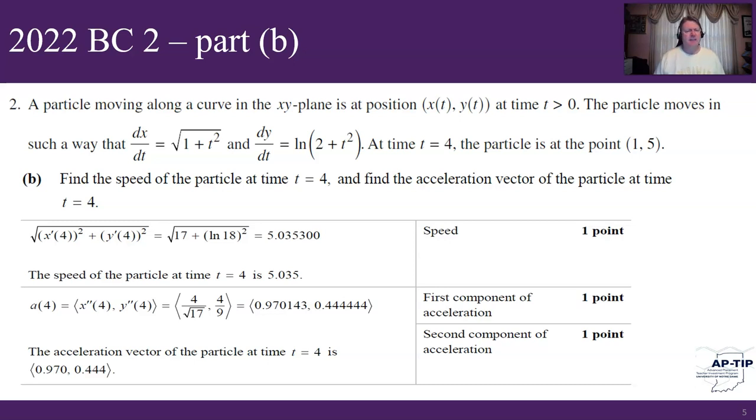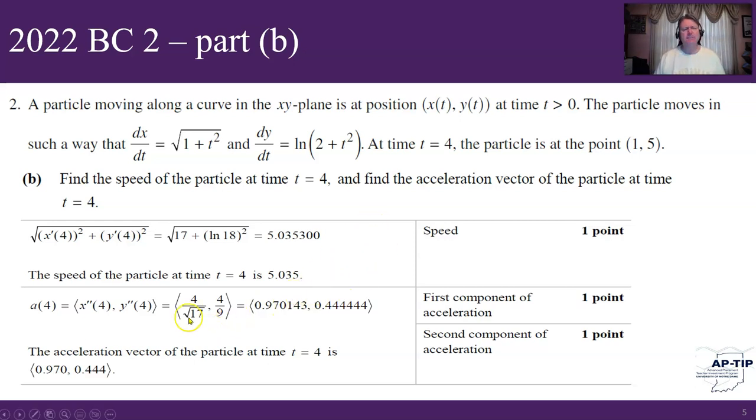Now for the acceleration, the student would have to go ahead and take the derivative of both the x and the y. Now notice the student didn't have to do that in the beginning part of this question, because the derivatives were already taken. But we have to find x double prime and y double prime in order to find the acceleration.